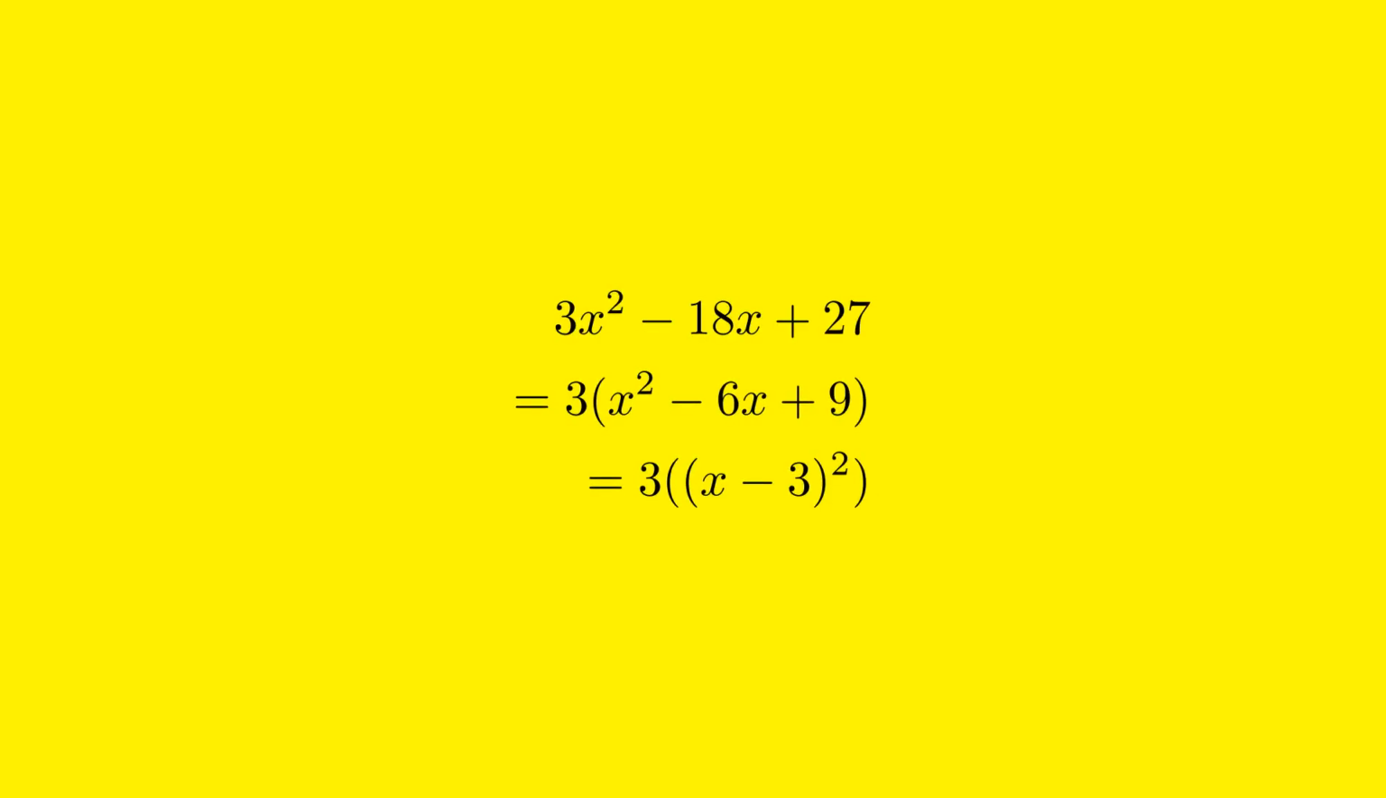We begin with the quadratic expression 3x² − 18x + 27. Our aim is to rewrite this expression as a complete square. Recall that a quadratic can be expressed in the form a(x − h)² + k. Here, h is the x-coordinate of the vertex, k is the y-coordinate, and a is a constant. Let's start by factoring out 3 from the expression. This gives us 3(x² − 6x + 9).